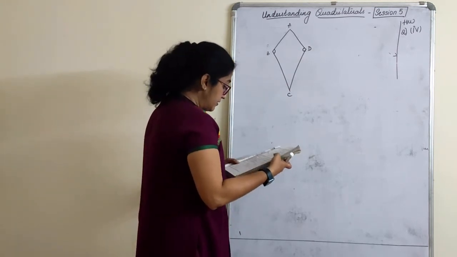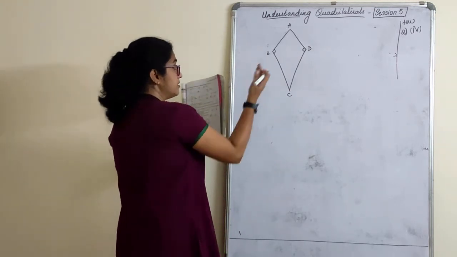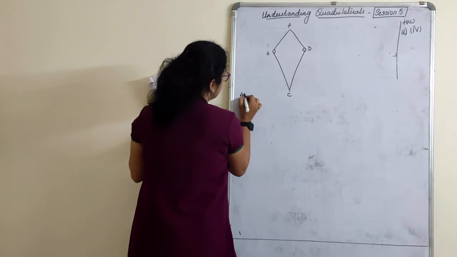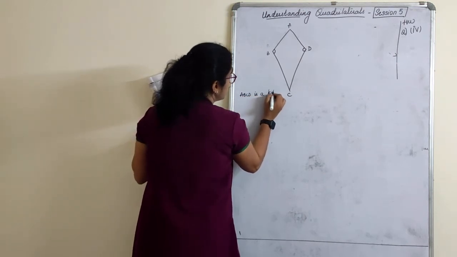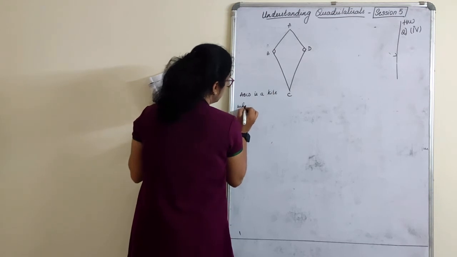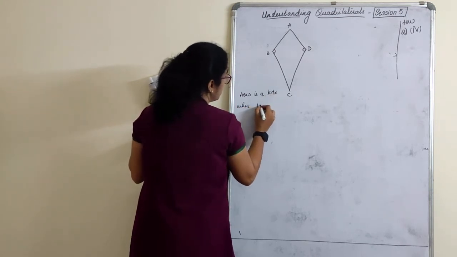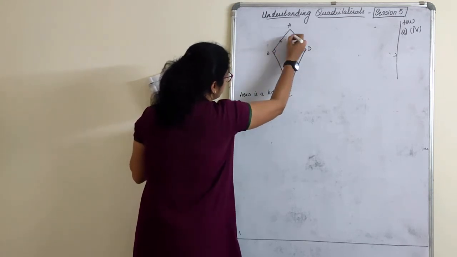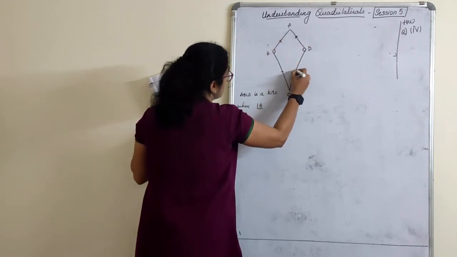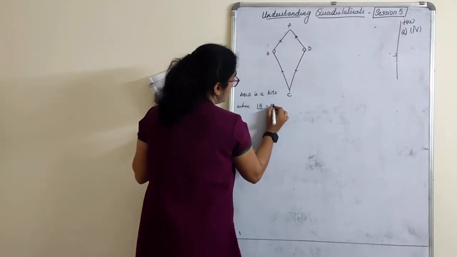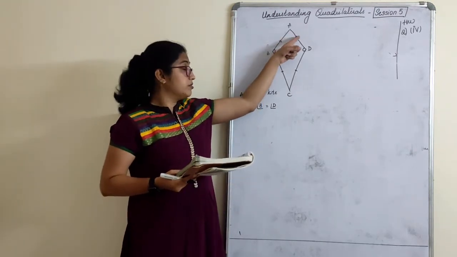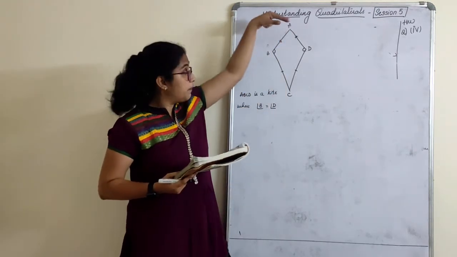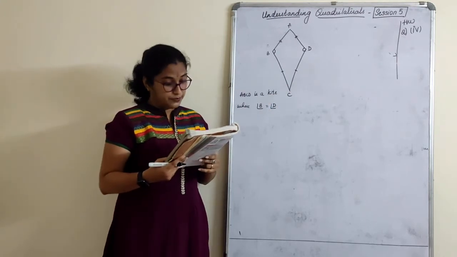So, we can draw a rough figure of this one. A, B, C, D is a kite where angle B is equal to angle D. That's all you can write. Also, you should know that adjacent sides are equal, upper side and lower side.